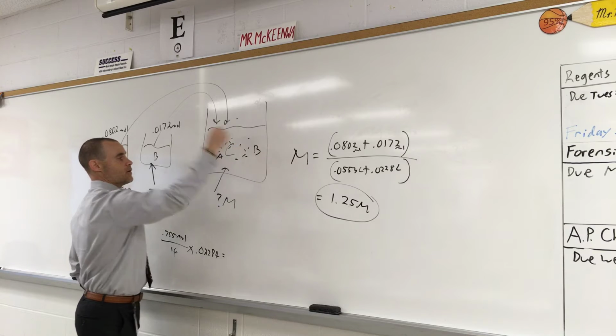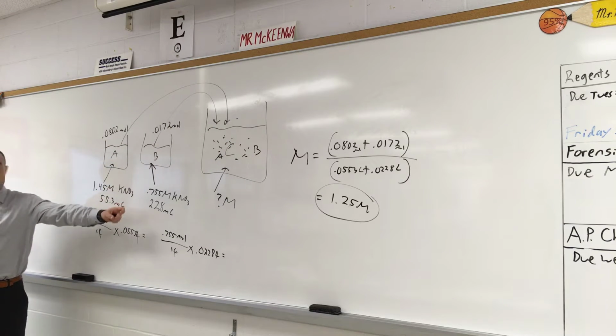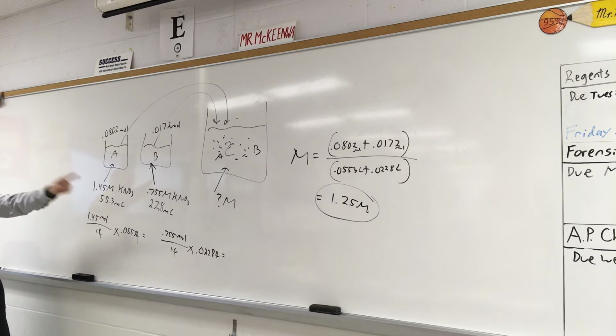So essentially, the concept here is you have all the moles from A and all the moles of B floating around, and then you add the two volumes. So you have to add the two moles, add the two volumes. Moles over liters gives you concentration. That's molarity. Questions?